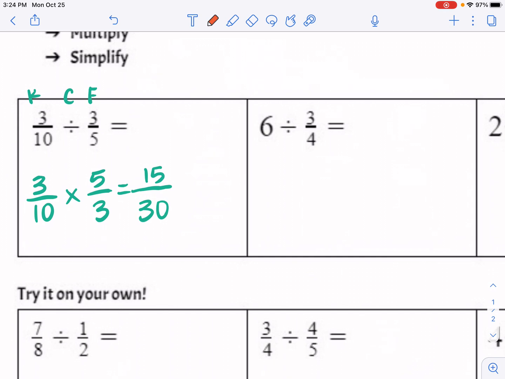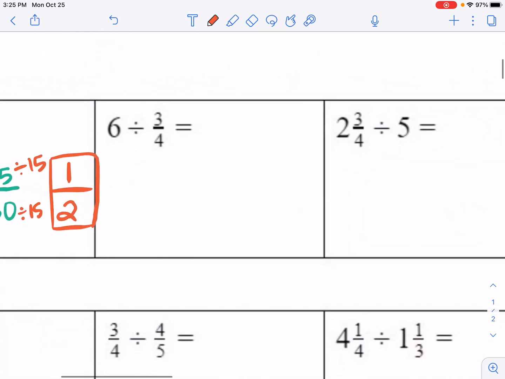But let's see if I can keep going. Can I try 5? Yeah. Can I try 10? No. Can I try 15? Actually, yes. Both of these can be divided by 15. So 15 divided by 15 is 1. 30 divided by 15 is actually 2. So my final answer is just 1/2. That's in simplest form. So my answer is 1/2. All right, let's look at the next one.